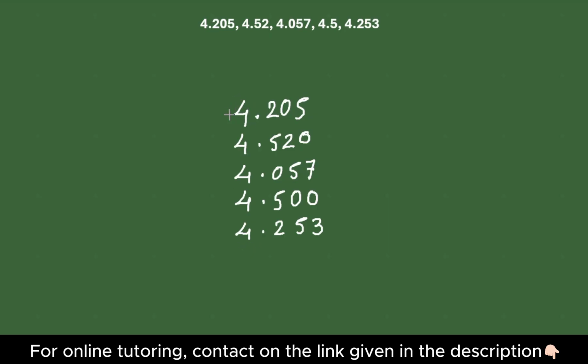So first digit is 4 in all the numbers. So let us move forward 1 digit towards the right. So here we have 2, 5, 0, 5, 2. 0 is the smallest one. So 4.057 is the smallest number. So let us write 4.057 first. So this number is done. So let us cross it out.